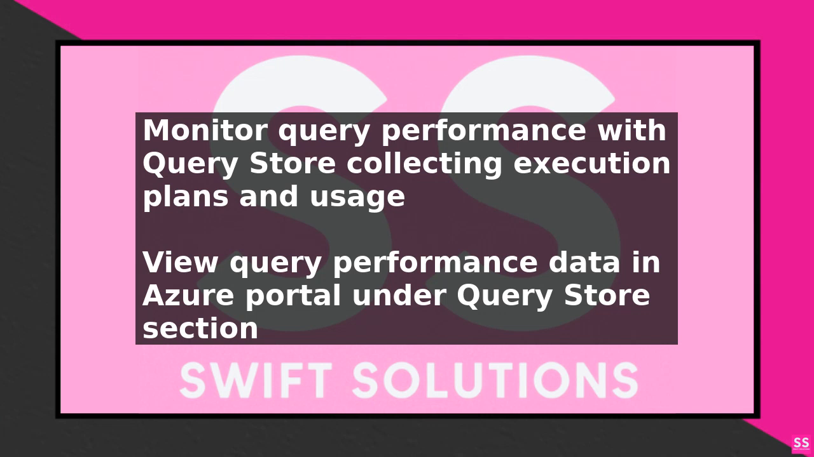To optimize query performance using Query Store, you need to identify the queries that are consuming the most resources. You can do this by running a query against the Query Store DMVs, or dynamic management views. For example, you can run the following query to get the top 10 most resource-intensive queries in your database.